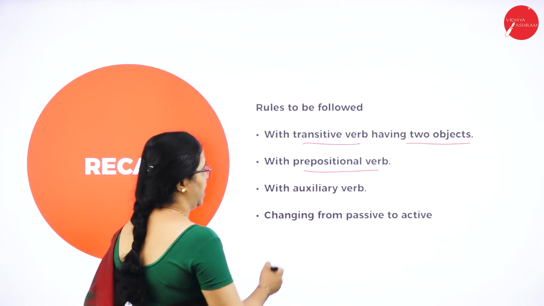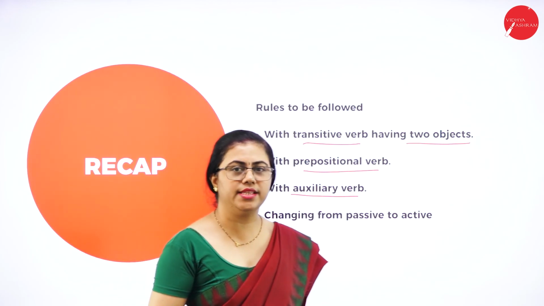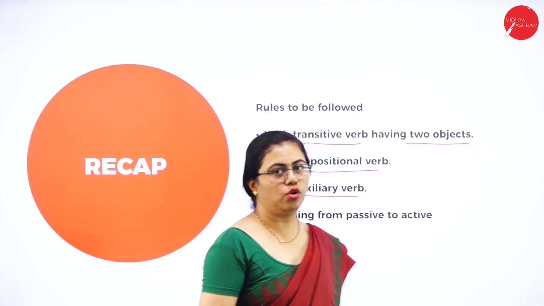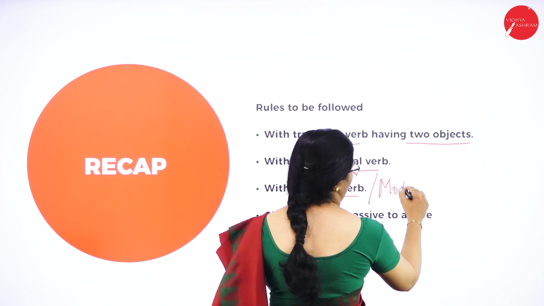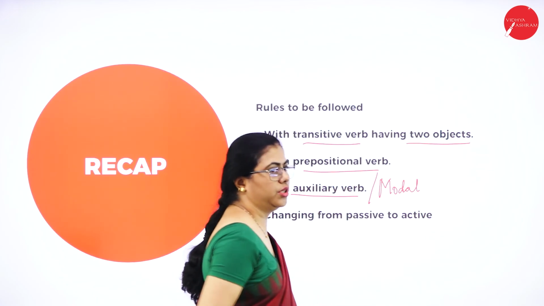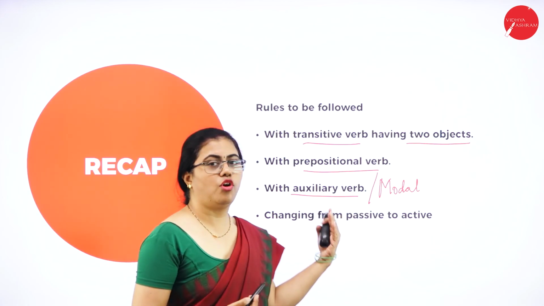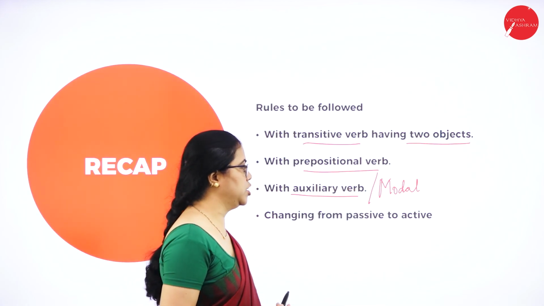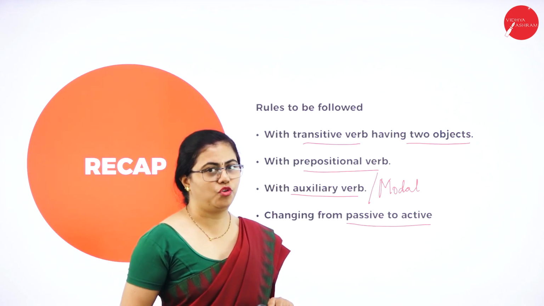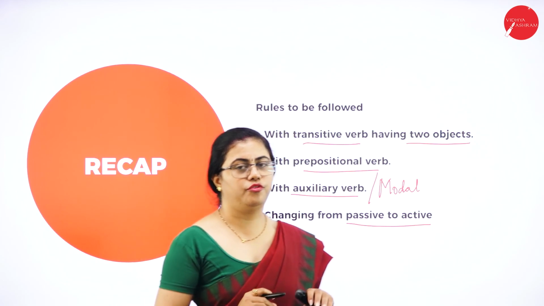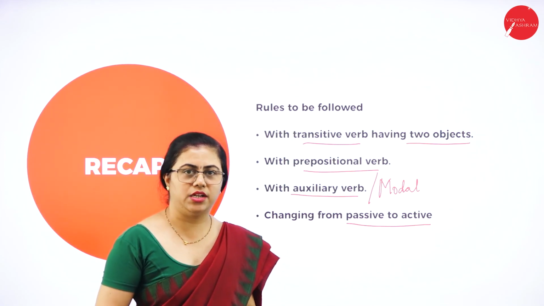Then we also dealt with auxiliary verbs, like is, was, were, and also modal auxiliaries. Auxiliary verbs and modal auxiliaries, both we have learned. Modal auxiliaries are nothing but should, shall, will; all these are called modal auxiliaries. So what we have to do with them, that also we have understood. Finally, we also learned changing sentences from passive to active voice, just the reverse of changing from active to passive.